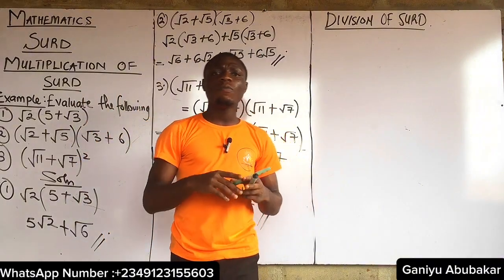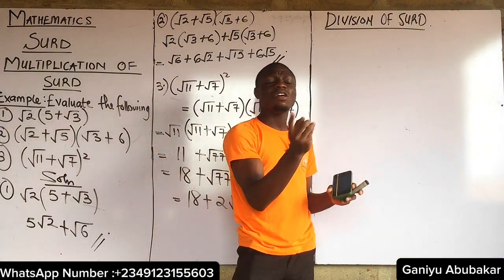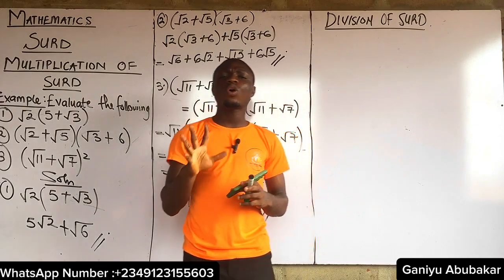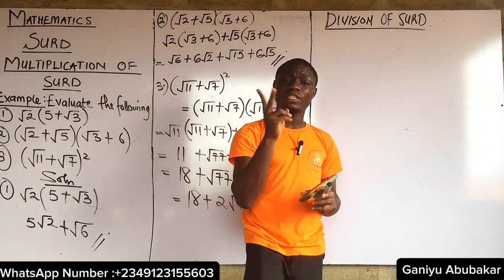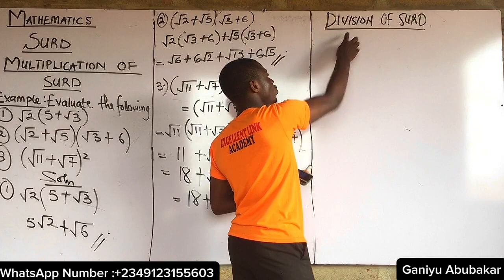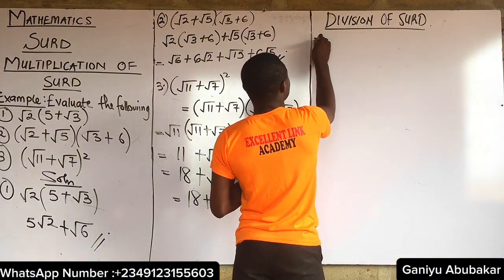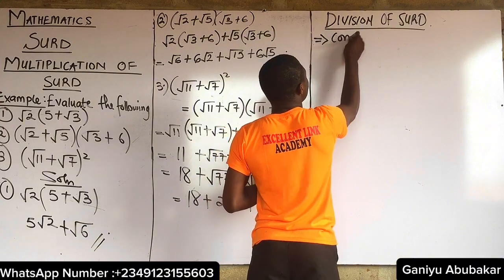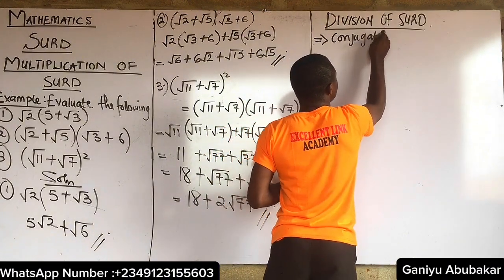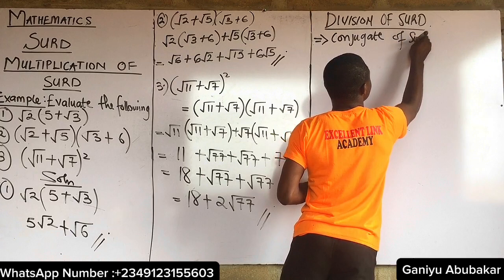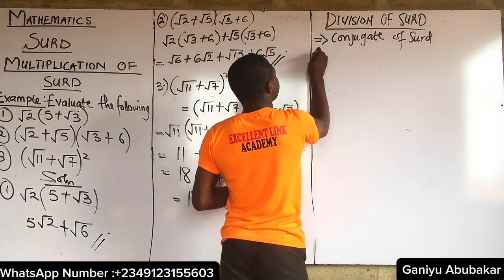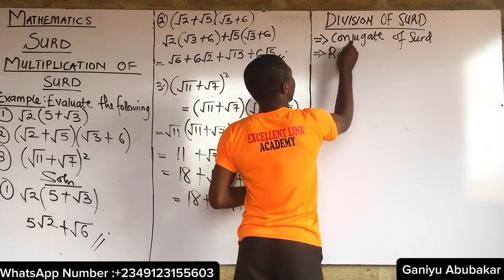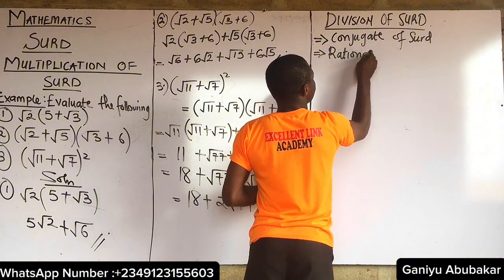Before we dive into the concept of rationalization, let's discuss two important key concepts when it comes to division of surds. Number one, the conjugate of surds. The second thing is rationalization.